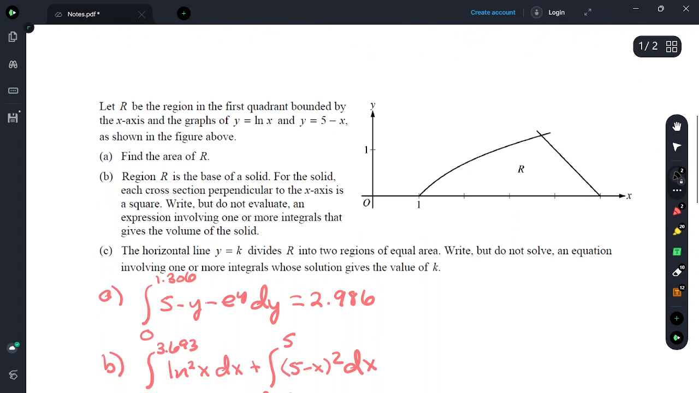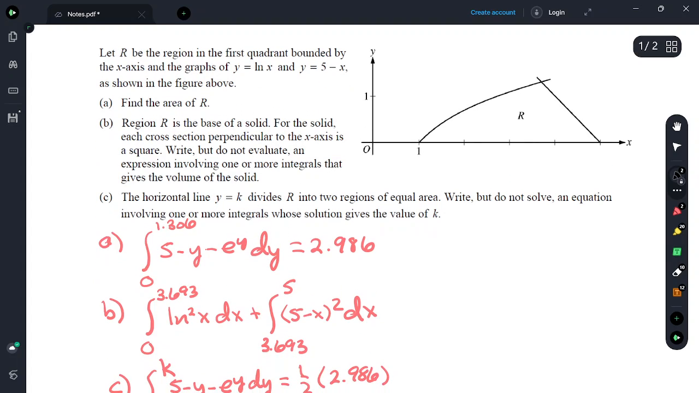Let R be the region in the first quadrant bounded by the x-axis and the graphs of y equals natural log of x, and y equals 5 minus x. That's the line over there. Well, we're going to need this intersection point. This point right here, to 3 decimal places, is 3.693, 1.306.